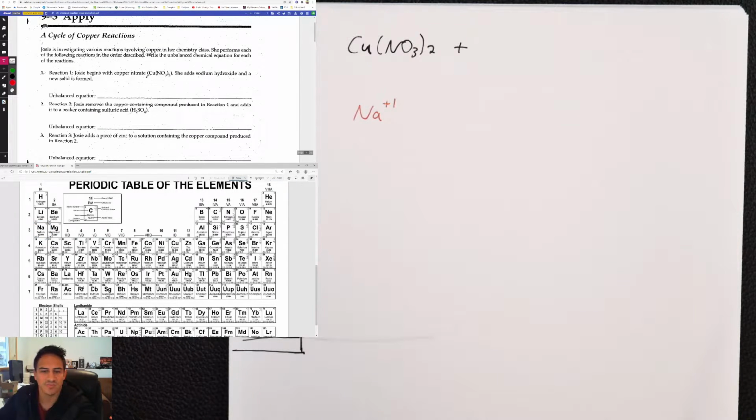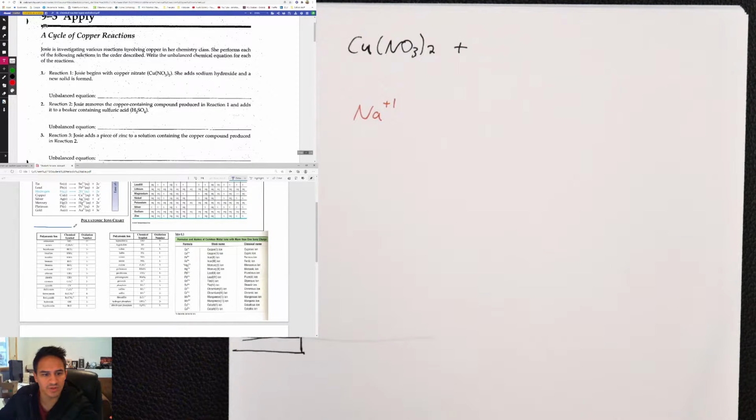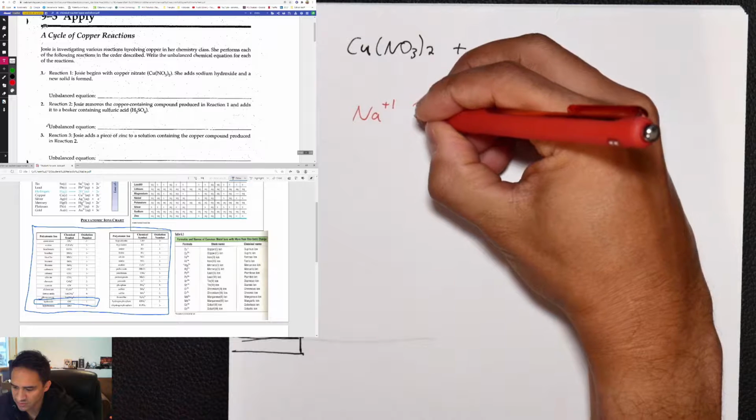Then we have hydroxide. Now, hydroxide is a polyatomic ion. If we go to the back of our periodic table and we look at our polyatomic ion chart, which is this big thing here, we will find hydroxide. And hydroxide is on the bottom, on the left-hand side, right there. Okay, so hydroxide has a chemical formula of OH-.